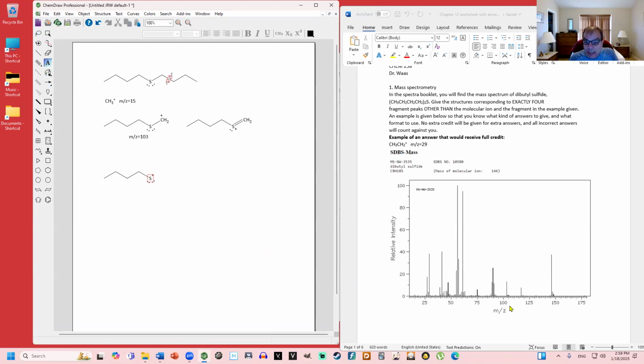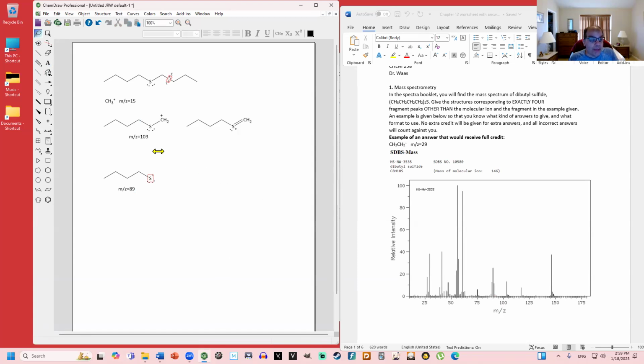Is there a peak at 89? Let's see, 100, 95, 90, 89. There is a fairly significant peak there at 89. So that's another answer that we can put. So we've got 3 of the 4 answers necessary.